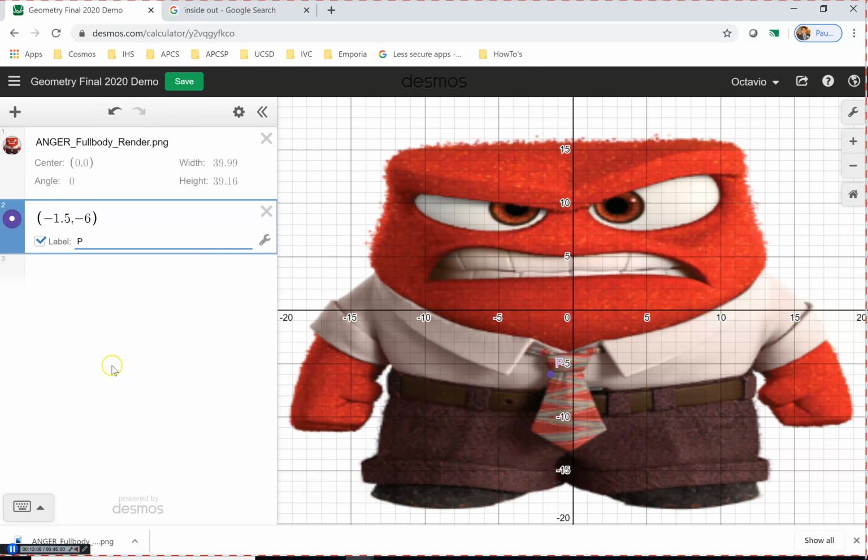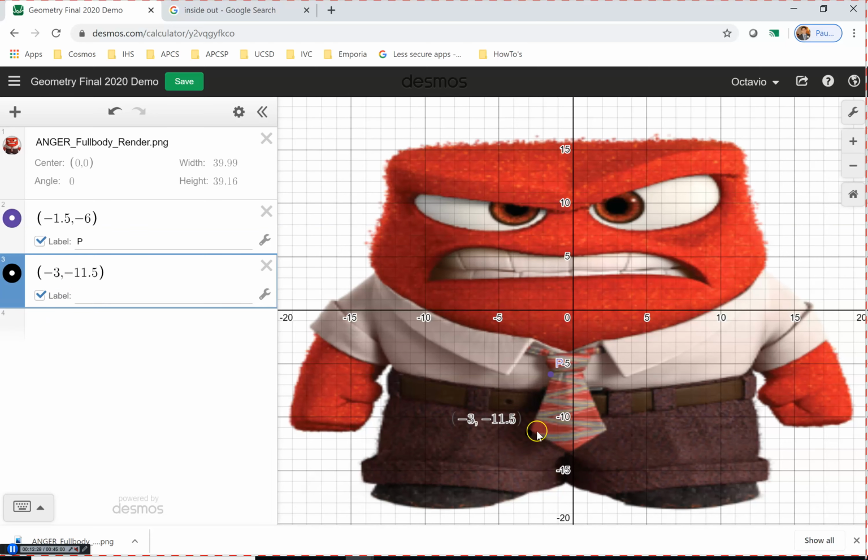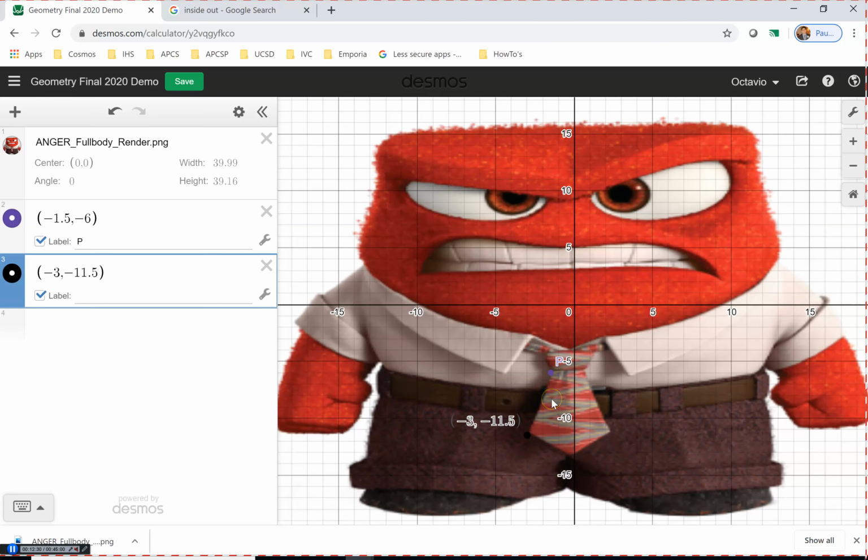So it's right there. I'm going to add another point over here that looks to me like it's negative 3 to the left, and negative 11, like negative 11.5 maybe. So I'm going to put here negative 3, negative 11.5. And then I'm going to add a label. And it's right there. It's a little hard to see. I'm going to zoom in right now.